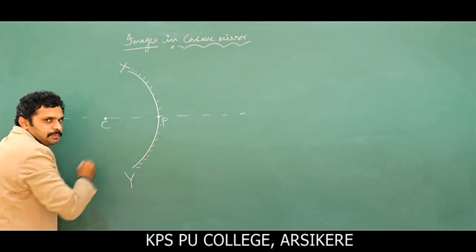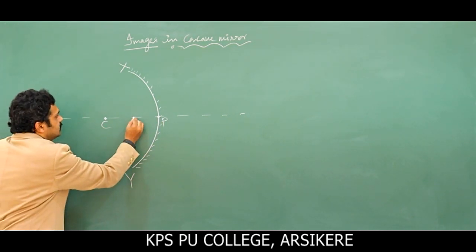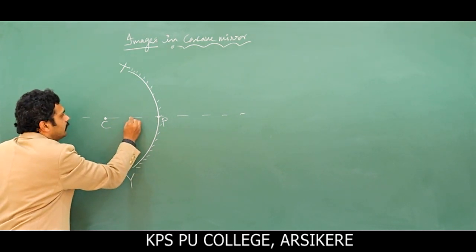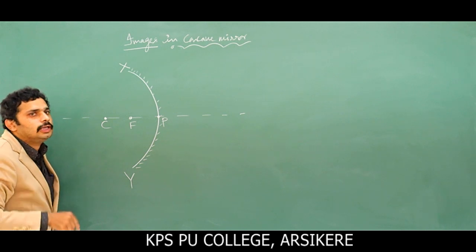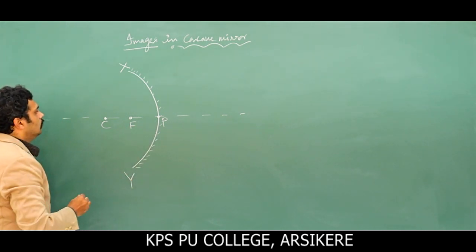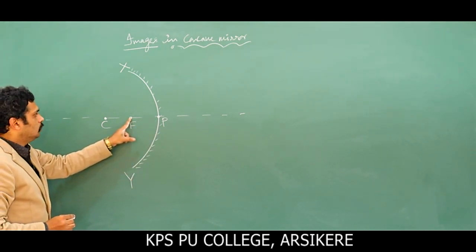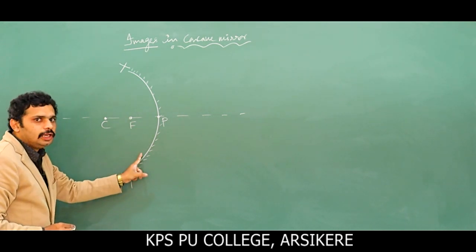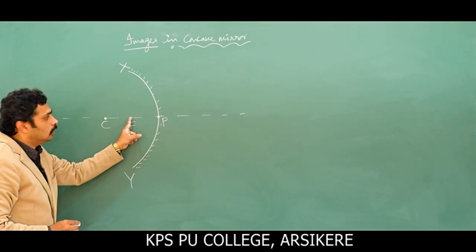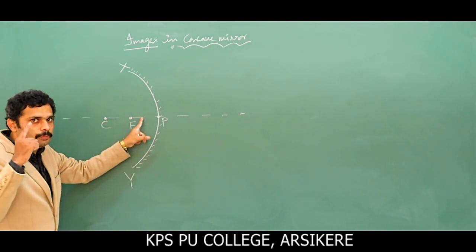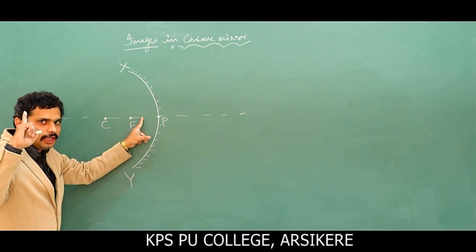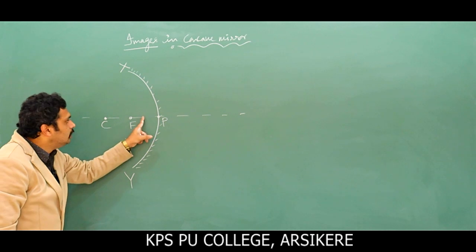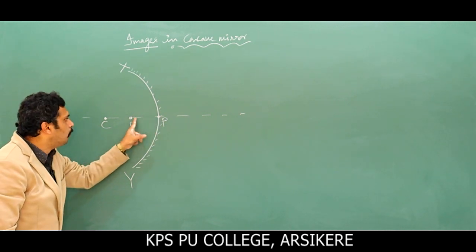This is C, this is P. Now this is R, the radius of curvature. Half of the radius of curvature is F, the focal length. Now I told you that if you place the object beyond F, you will get a real and inverted image. You place the object within the focus. Very important: when a virtual and enlarged image is going to form, the object is placed within the focus, or in between pole and focus.